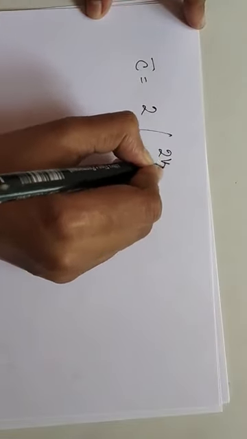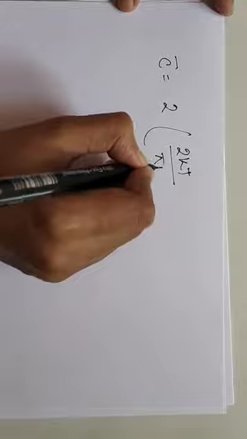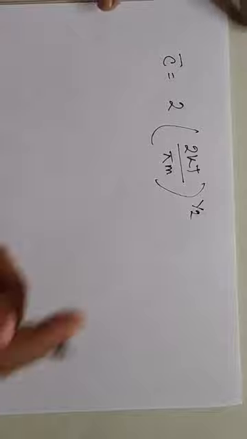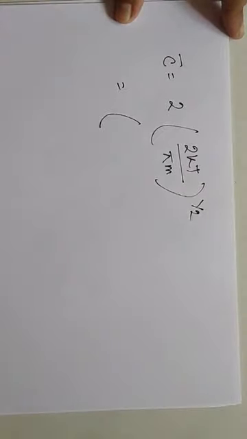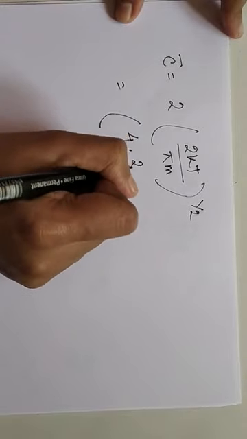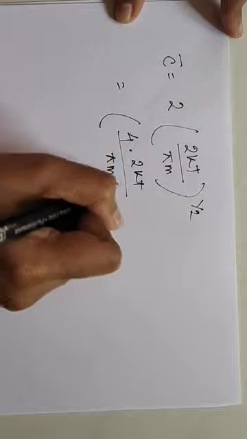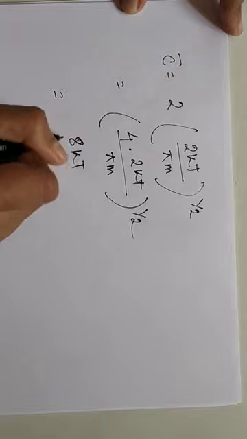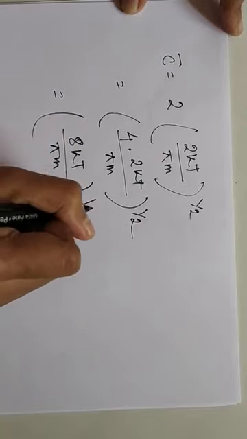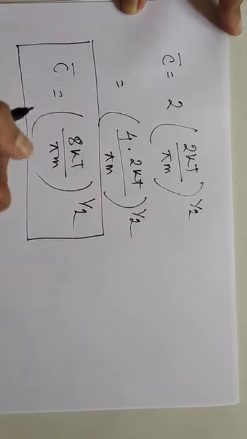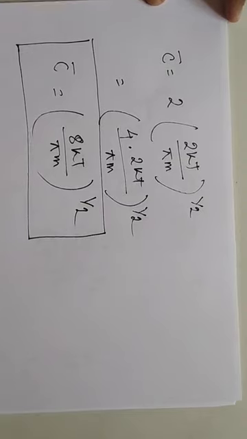So c bar will be, we had 2 into 2 kt by pi m whole to the power half. So the 2 will go inside the root as square, which is 4 into 2 kt whole by pi m whole to the power half. So it will be 8 kt by pi m whole to the power half. C bar is 8 kt by pi m whole to the power half. So this is the expression for the average speed.